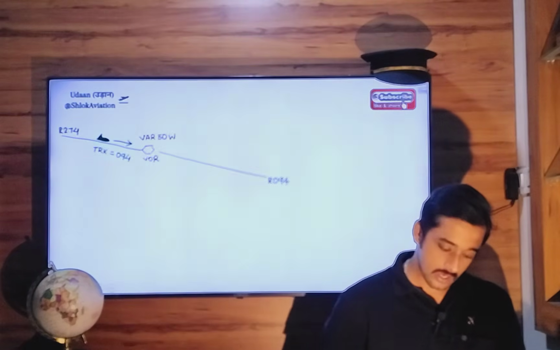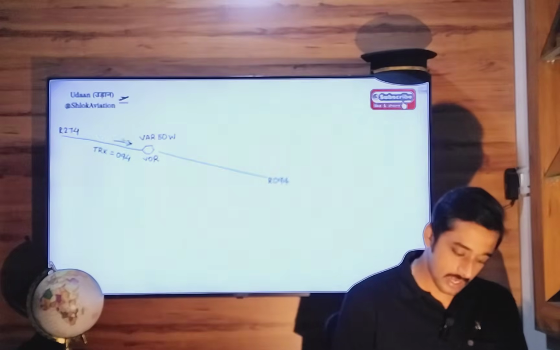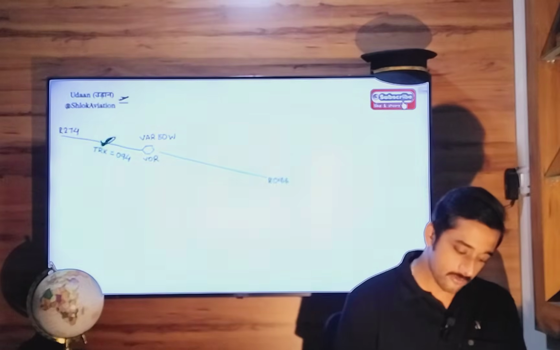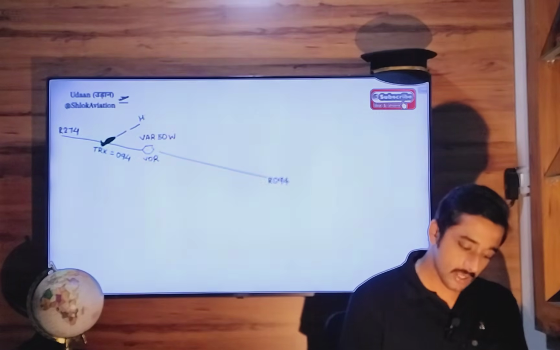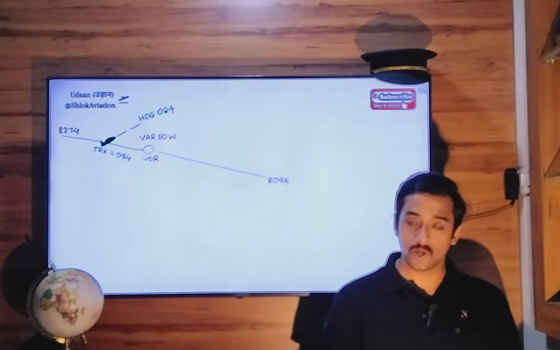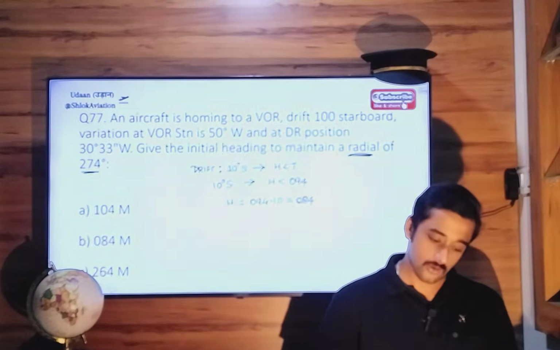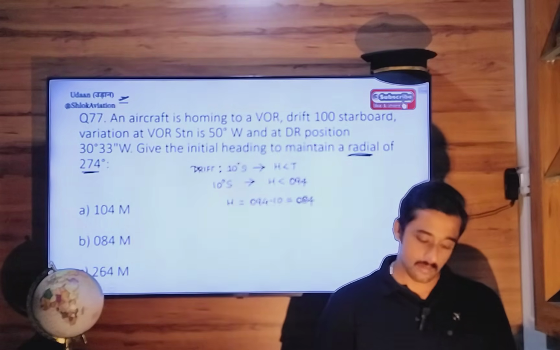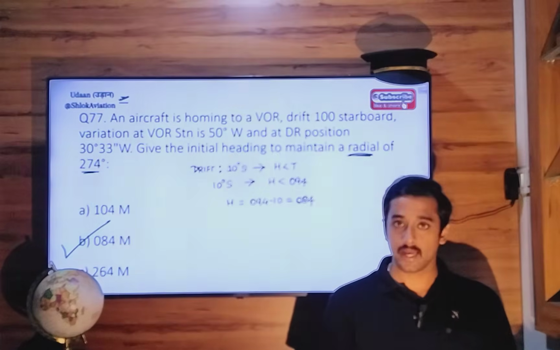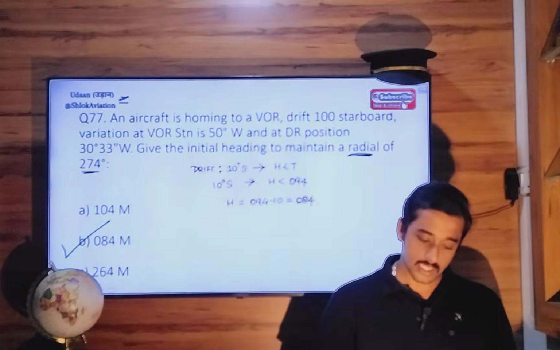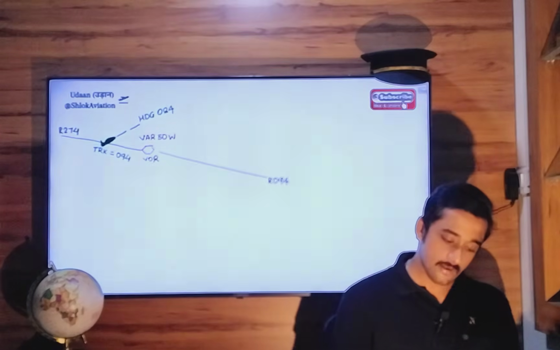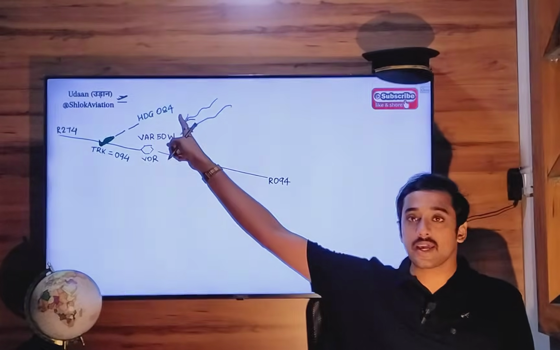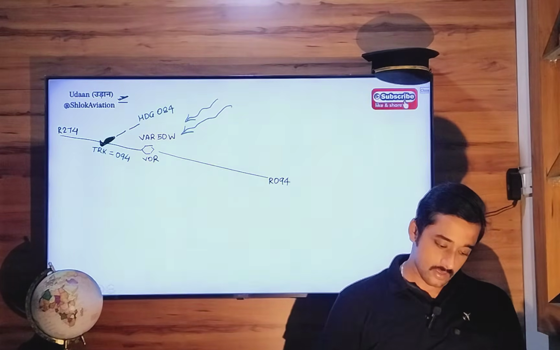Okay. So your aircraft will be pointing something like this, a little bit to the 084 direction. Heading 084, inbound track 094. So the correct answer will be Bravo, 084 magnetic. Because drift is 10 degrees starboard, means winds are coming from the left hand side, and therefore you're pointing your aircraft into the wind. Next.